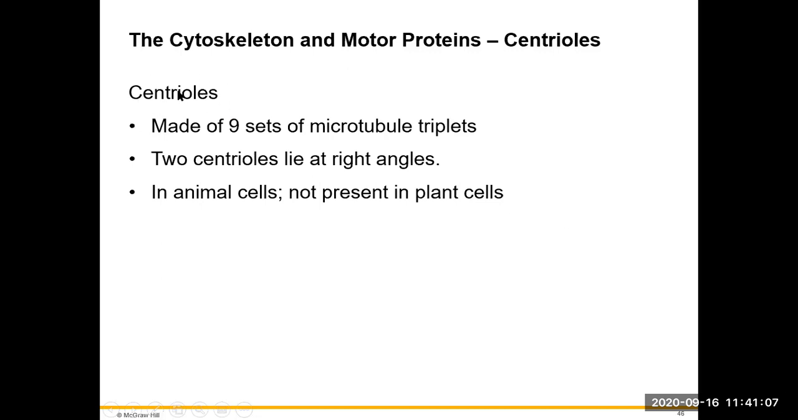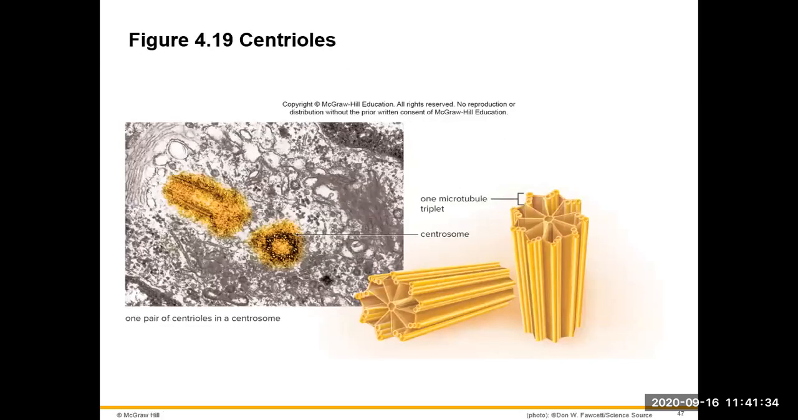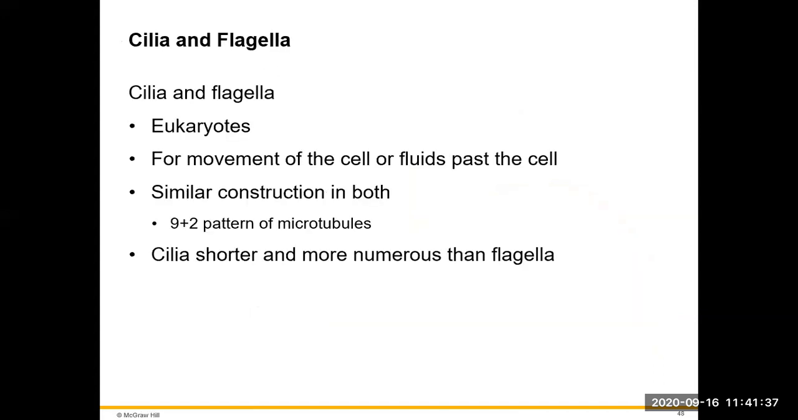These centrioles, we are going to see in our next Zoom recording, because centrioles are really important in cell division, because this is where the centrosomes come into play, whereby the microtubules extend to the opposite poles of the cell to detach the chromosomes during anaphase. These are the centrioles. Cilia and flagella, we find them in eukaryotes, and they're really important for the movement of the cell and fluids past the cell.